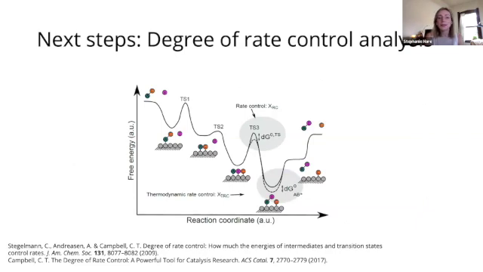And another next step that we want to be able to do is something called a degree of rate control analysis. So this was started by Charlie Campbell at the University of Washington. And it's basically an analysis to determine which species along a reaction pathway change the rate the most. And it can give us an idea of what the catalyst, what the peptide, is doing in solution in order to catalyze this reaction.